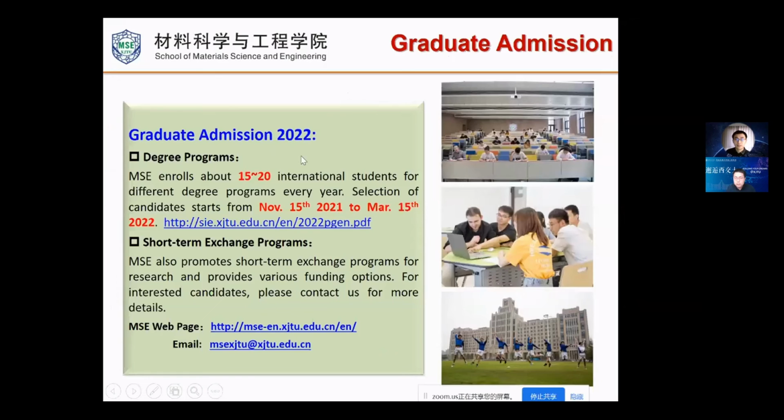And here is some information for graduate admission. Our school has 2 different graduate admissions. One is for degree programs. MSE enrolls about 15 to 20 international students for different degree programs every year. Selection of the candidates starts from November last year to March this year. If you want to get some more details, please log in to this website.